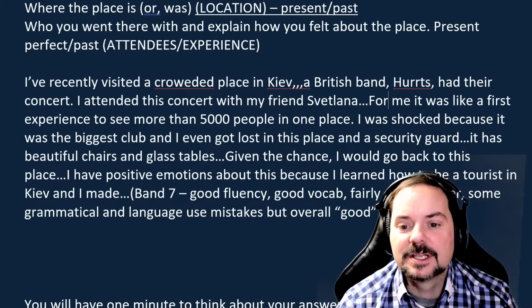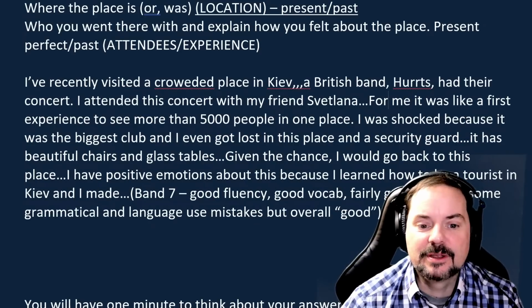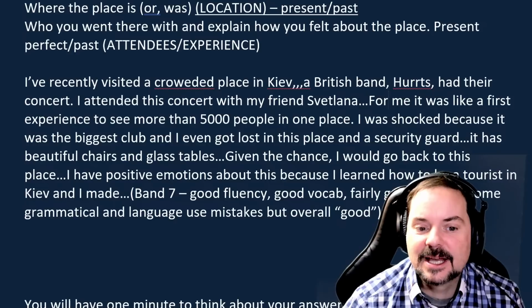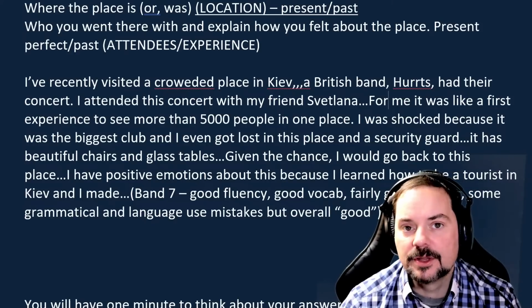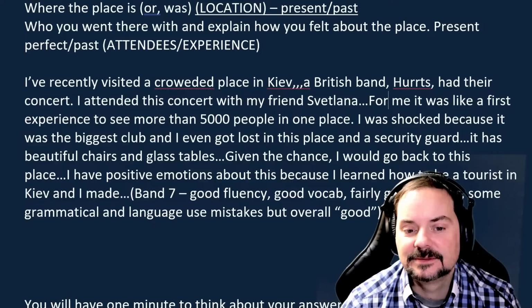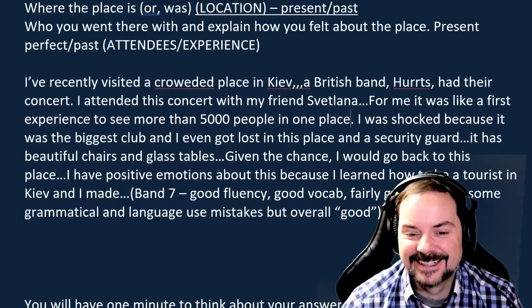For me, it was like a first experience to see more than 5,000 people in one place. That was good quantification. Was it a sold out show? Were all the seats taken? It was like this club has two floors. I didn't mention this.